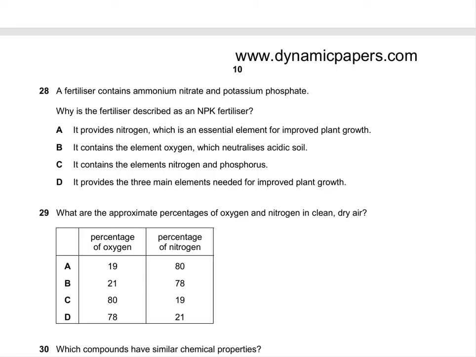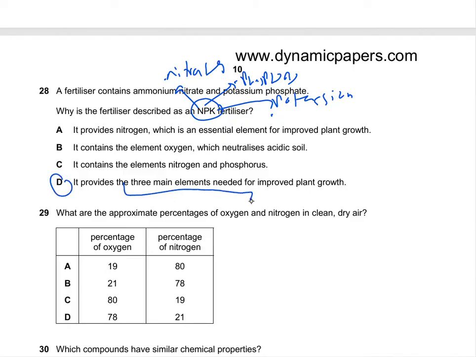A fertilizer contains ammonium nitrate and potassium phosphate. Why is the fertilizer described as NPK? N is nitrates, P is phosphorus, K is potassium. So we need to choose the answer that the fertilizer contains nitrates, phosphorus and potassium. So it's D. It provides the three main elements needed for improved plant growth. Yes, it contains the three main elements. That's what NPK means.